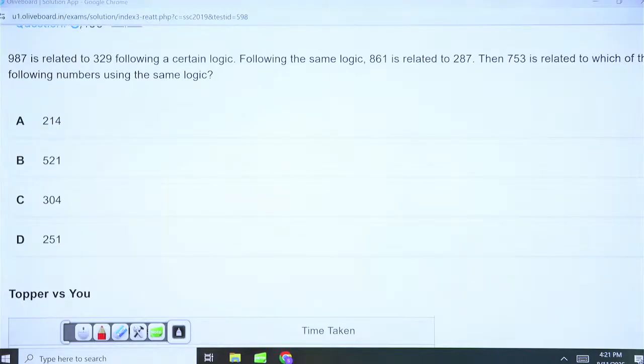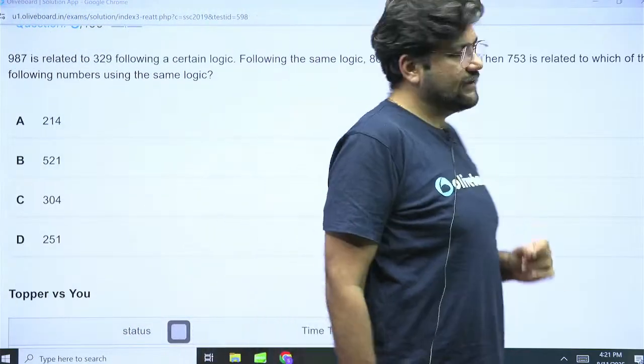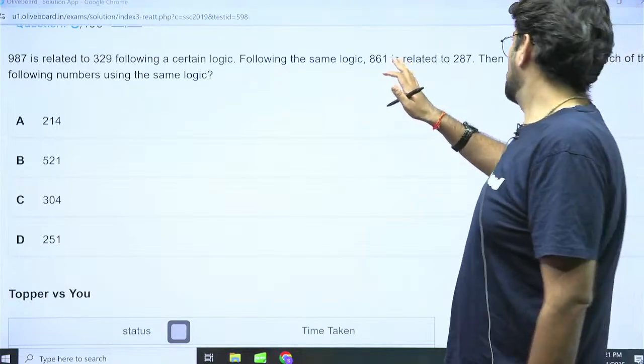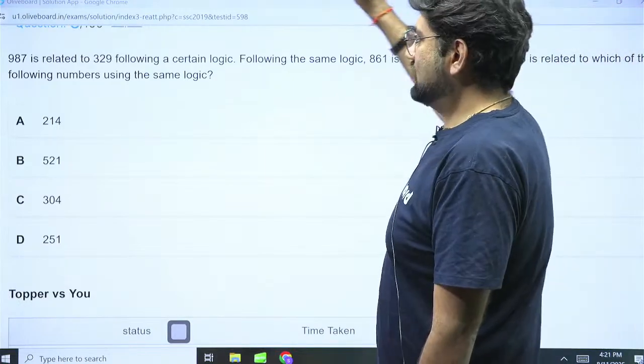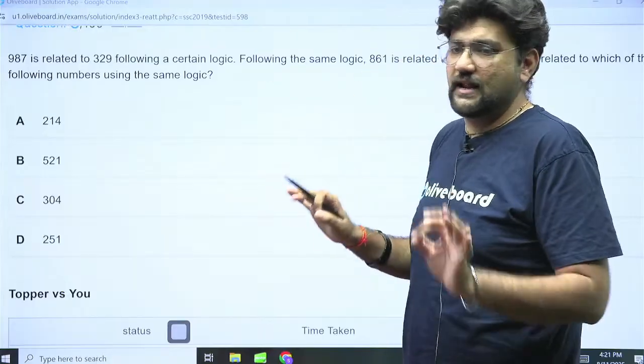Good, very good. Good job, guys, good job. Excellent. 987 is related to 329 following a certain logic. Following the same logic, 861 is related to 287. Then 753 is related to what? Listen, this is just analogy. They have just written it in the form of a statement, but it is simple analogy.